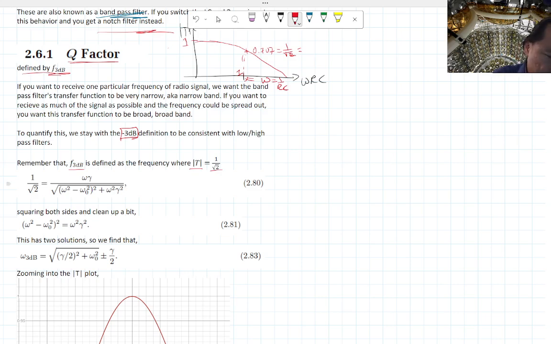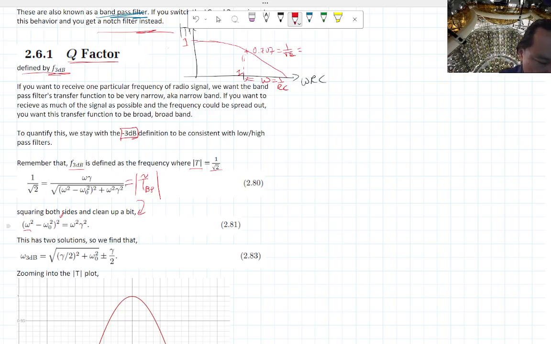So what we're going to do is equate the transfer function for our bandpass filter, the equation we got previously, to 1 over square root 2. You square both sides because you have a bunch of square roots, and I don't want to deal with square roots. You clean up a little bit; some of the factors of omega squared, gamma squared go away, subtracting each other out. You end up with this equation: omega squared minus omega naught squared, the whole thing squared, equals omega squared gamma squared.